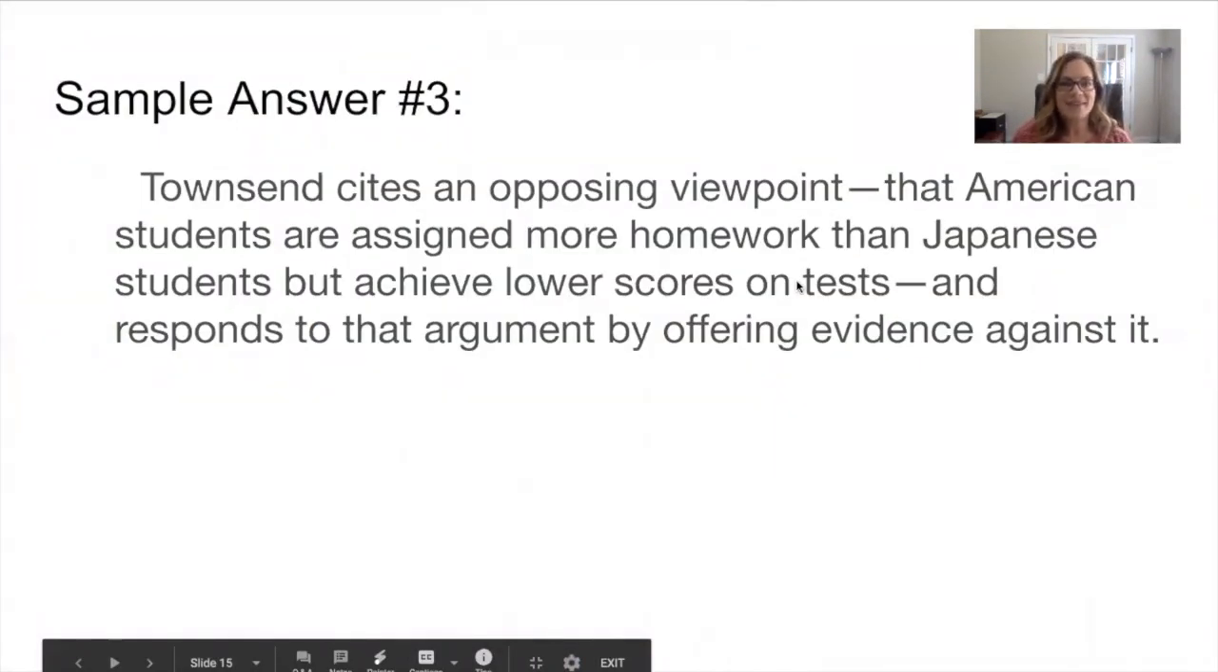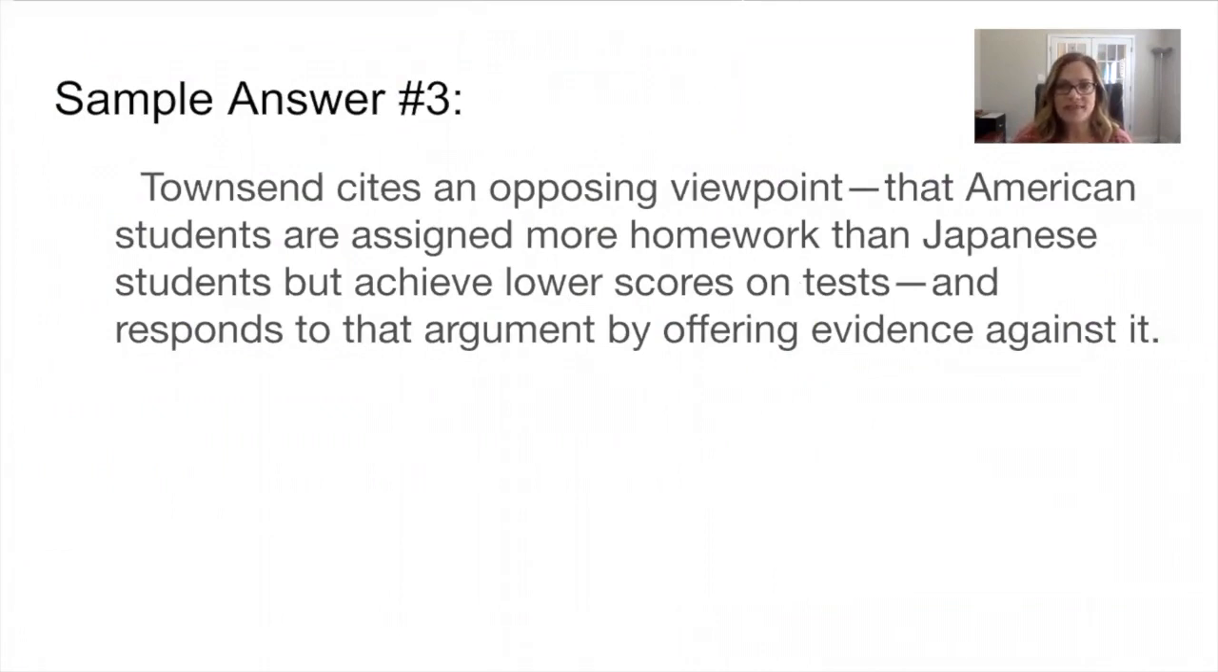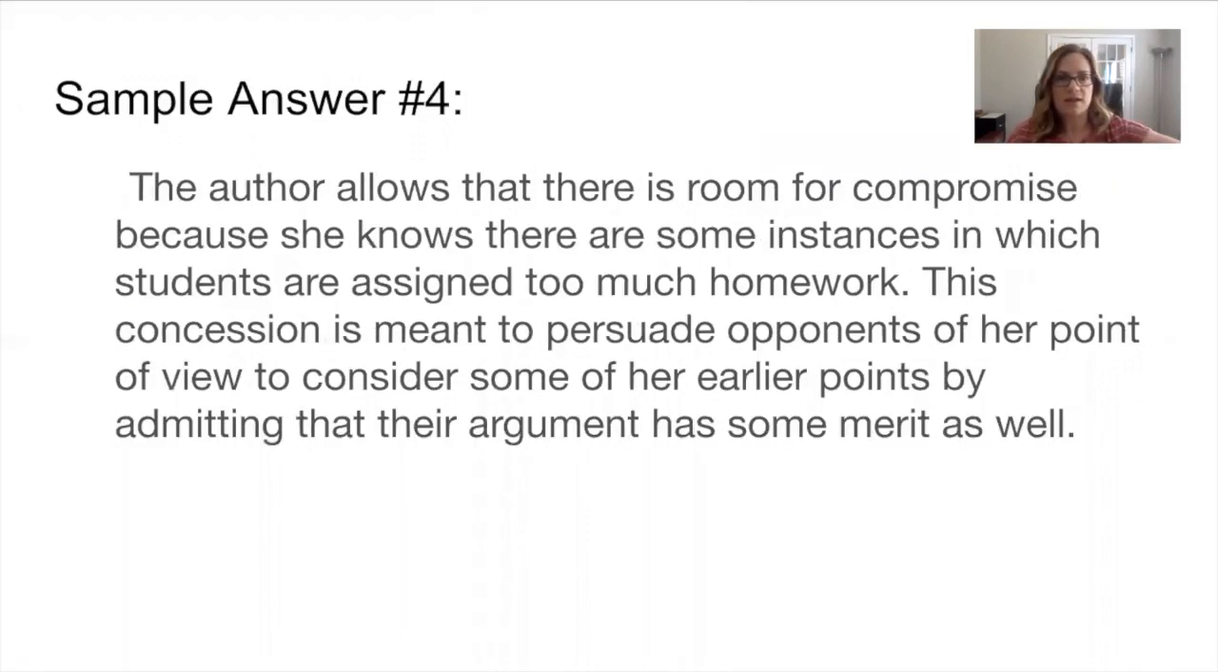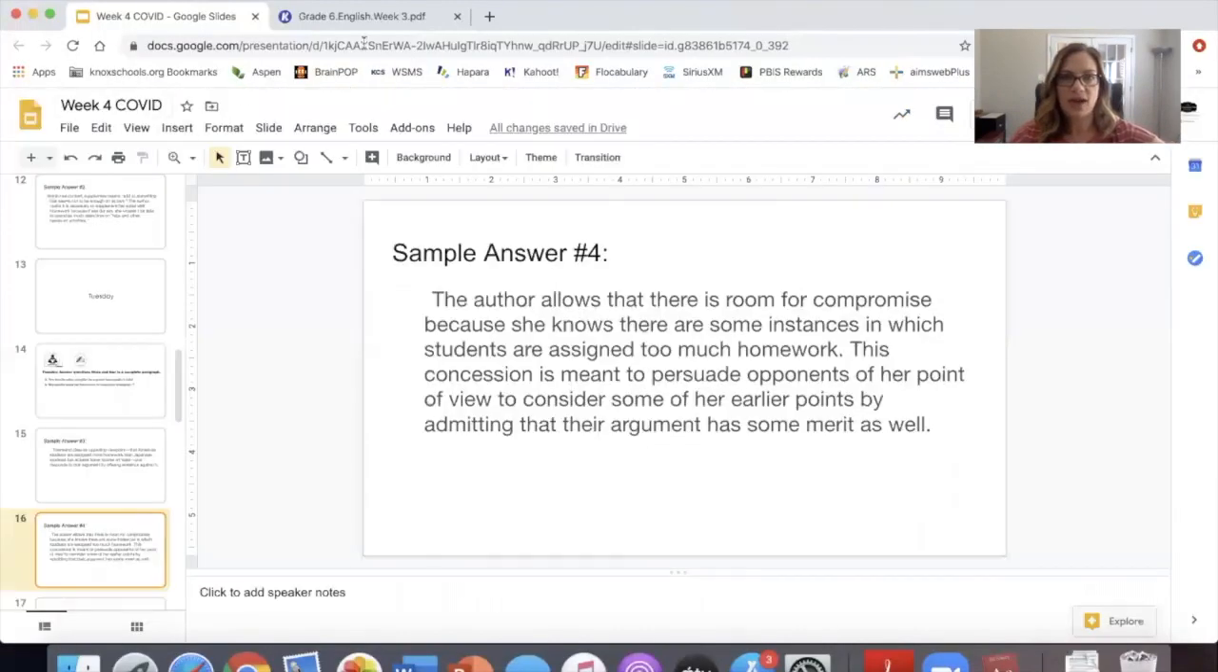Okay. Townsend cites an opposing viewpoint that American students are assigned more homework than Japanese students, but achieve lower scores on tests, and responds to that argument by offering evidence against it. Okay. So that's when she brought up the point that even though they're not being assigned more homework, they're still doing the work. And so that's what's helping them to have higher achieving test scores. Okay. So question 4 asked me to go back to paragraph 7.